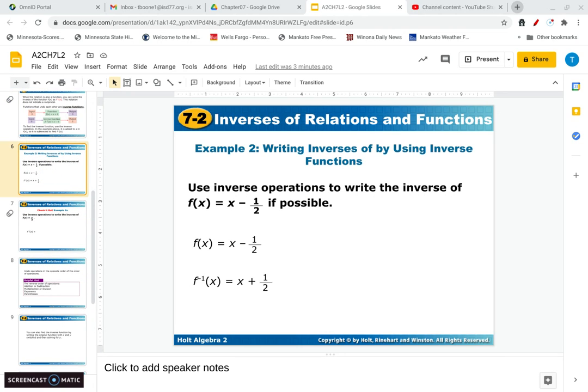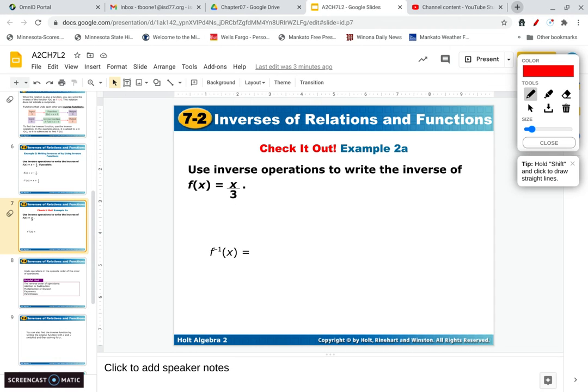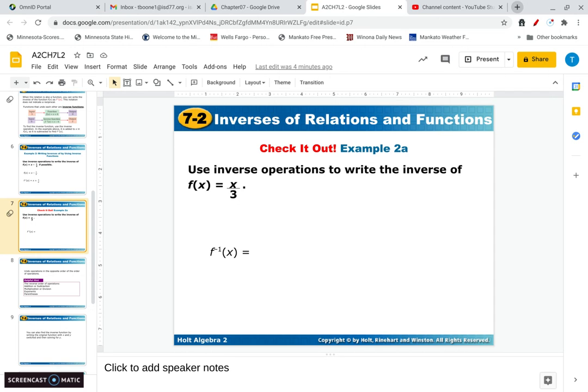Okay, so now as we talk about this, there's some easy ones where there's just one thing being done. So if the original function is x minus a half, to do the inverse, you're just going to do the inverse operation to say x plus a half. Those would be inverses of one another. All right. Now, what if we had x divided by 3? Well, the inverse of division is multiplication, so it would just be 3x. Okay, so those are easy enough ones that just have a single operation.